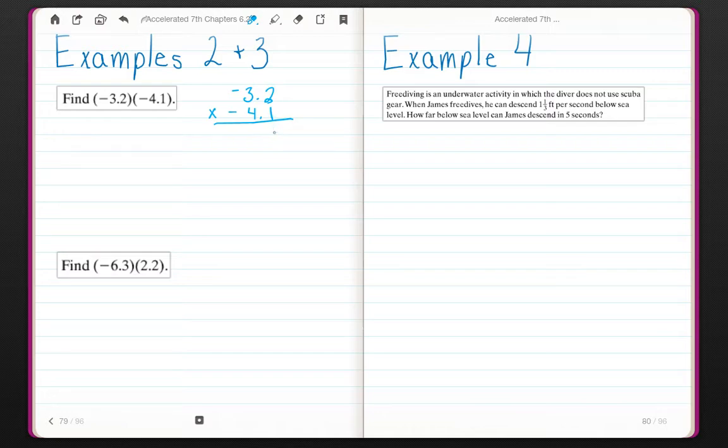So 1 times 2 is 2, 1 times 3 is 3. I'm multiplying by a whole number, so put that 0 in there. 4 times 2 is 8, 4 times 3 is 12. I'm going to add those up. 2, 11, 3, 1. So 1312 is what I have, but I see that I have 2 places to the right of the decimal in my problem, so I need to move my decimal 2 places to the right in my answer.